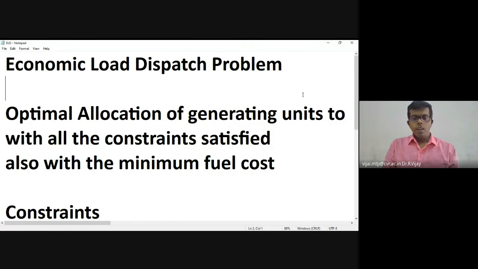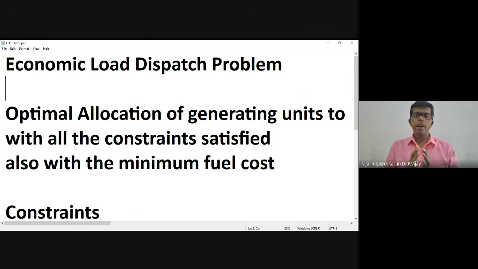So today we are going to see about the economic load dispatch problem. That is one of the important problems in the economic operation of power systems. Now in this subject we are dealing with the optimal operation of power systems, and in that, one such important problem is the economic load dispatch problem.